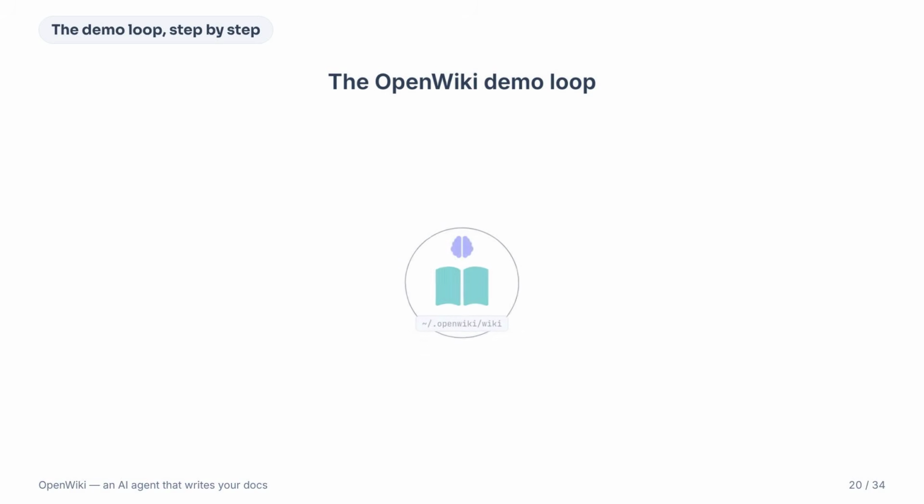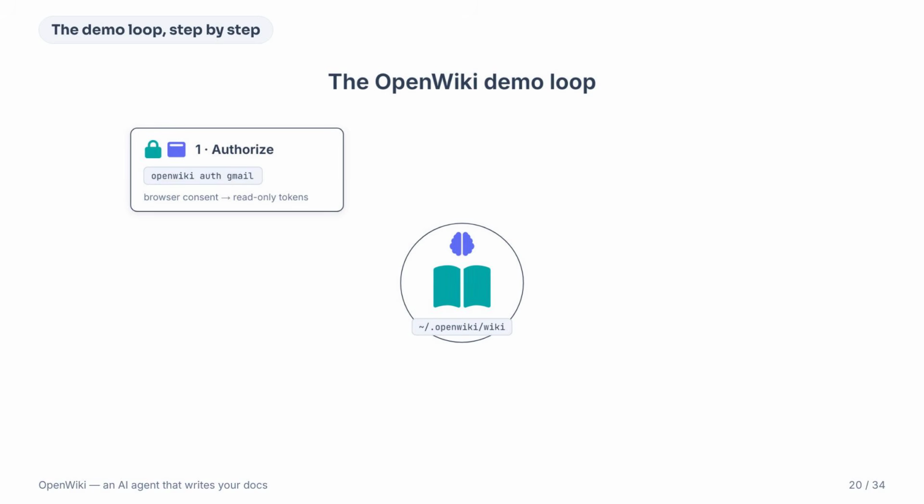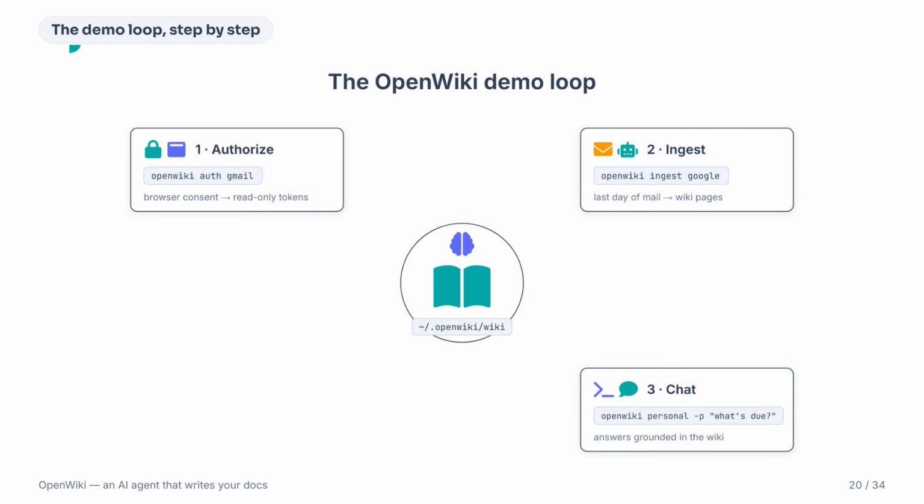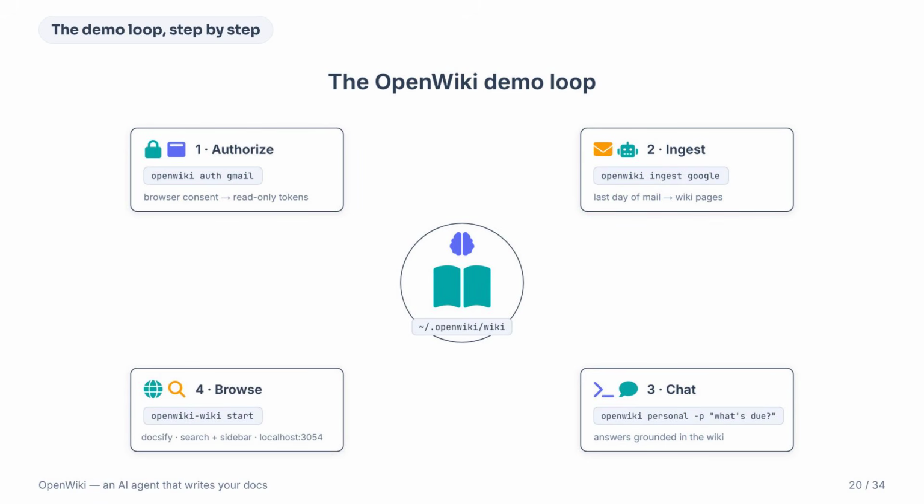Here's the full demo loop in one picture. Step 1. Authorize. The auth command trades a browser consent for read-only tokens stored locally. Step 2. Ingest. The connector pulls the last day of mail, and the agent distills it into wiki pages. Step 3. Chat. You ask questions from the command line, and the agent answers from the wiki, not from thin air. And step 4. Browse. A tiny local server turns the same markdown into a website with search and a sidebar. Then the loop repeats. Every new ingest keeps the brain fresh.